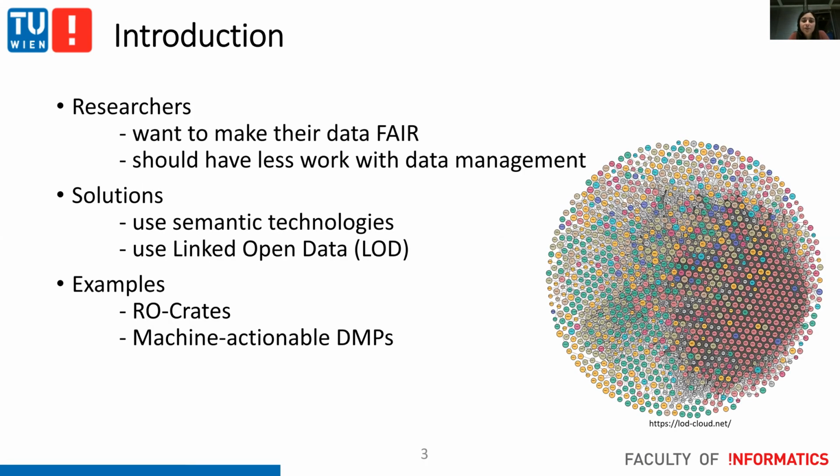So we know that researchers need guidance on how to make their data FAIR. They also need tools that relieve them from time-consuming data management tasks. And there are multiple solutions that help researchers in describing their data and making it FAIR. In this presentation, we will focus on those that use semantic technologies and linked open data. Some examples of these solutions are RO-Crates and maDMPs, and both of them help with the automation of data management tasks. In the following, we will dive more into what RO-Crates are so that we understand.